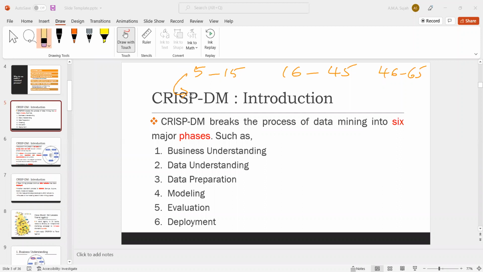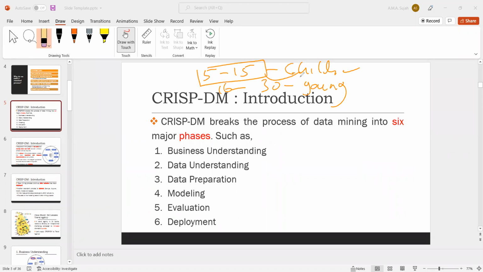Sometimes we need to change the type into nominal data. Let's say we have 5 to 15, we can call it children. 16 to 30, young. Likewise, when we have this type of data, we can convert it into nominal attributes. That is called data transformation. Do you remember those things we discussed?